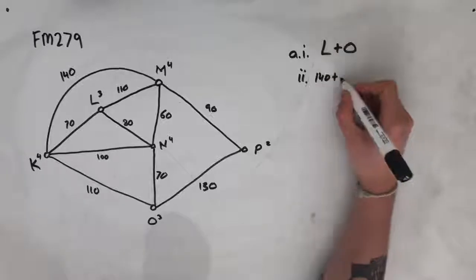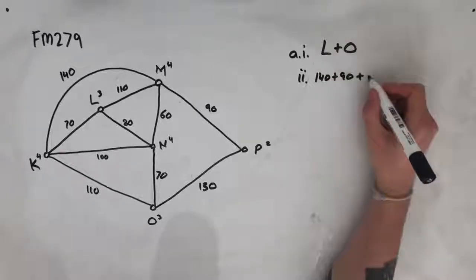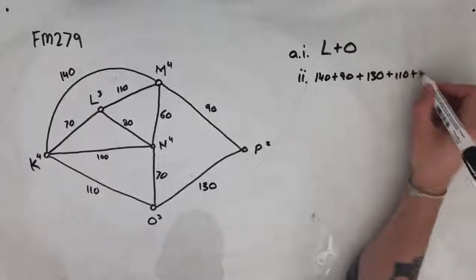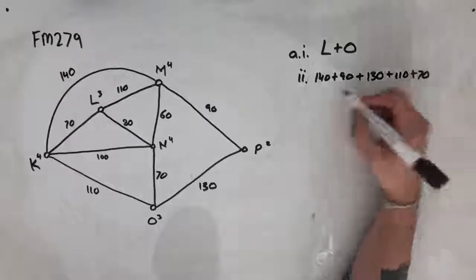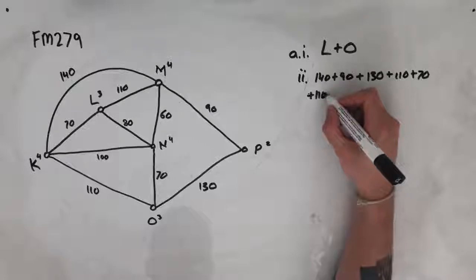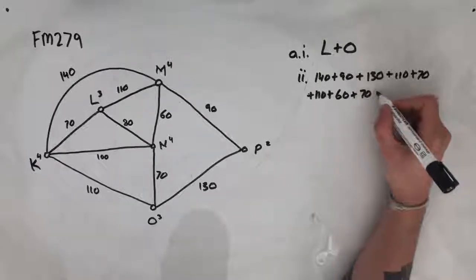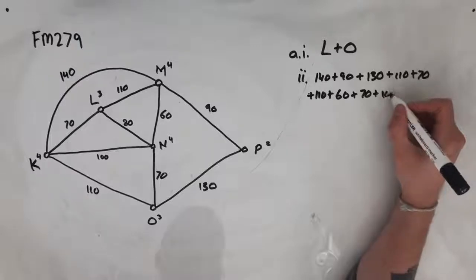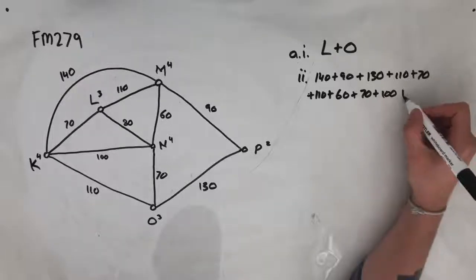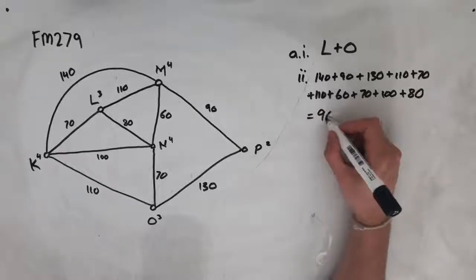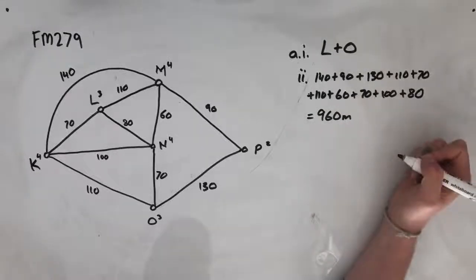So we could say 140 plus 90 plus 130, plus 110, plus 70, plus 110, plus 60, plus 70, plus 100, plus 80, and then adding all of those together should equal 960 meters.